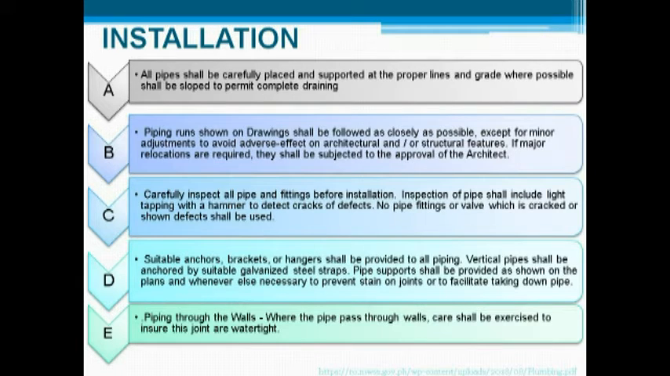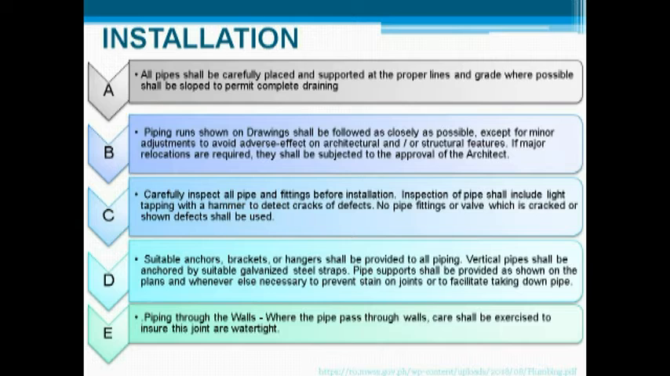A. All pipes shall be carefully placed and supported at the proper lines and grade, and where possible shall be sloped to permit complete draining. B. Piping runs shown on drawings shall be followed as closely as possible, except for minor adjustments to avoid adverse effect on architectural and/or structural features. If major relocations are required, they shall be subjected to the approval of the architect.